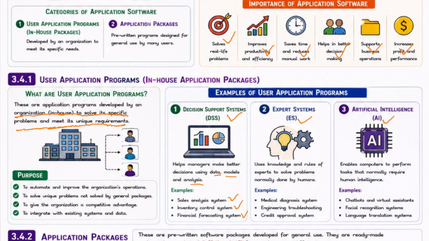All of these are decision support systems. Expert systems use the knowledge and rules of experts to solve problems normally done by humans. Medical diagnosis systems, engineering troubleshooting, credit approval systems: all of these are expert systems, user application programs.